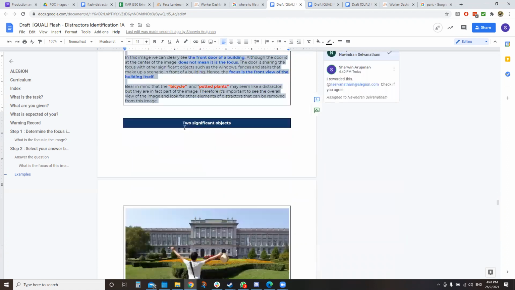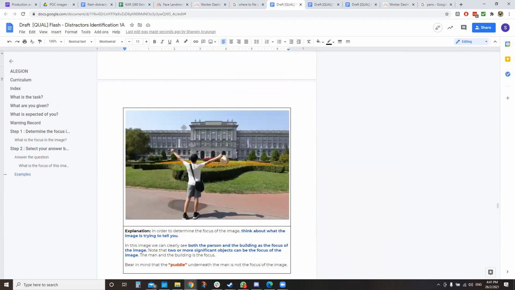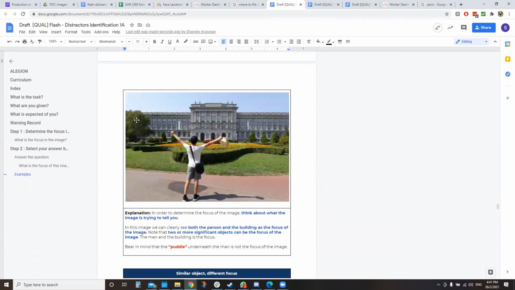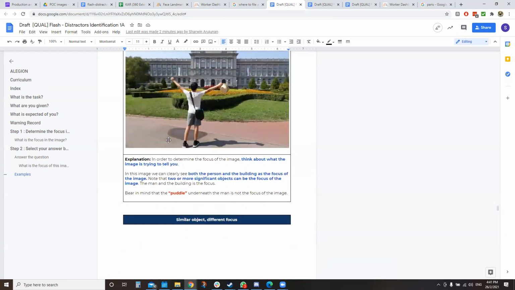And then this one, obviously, what is the focus? It's the building. Not the person or the puddle. Well, now what I'm thinking. Oh no, wait. I think the person also is important. Yeah, the person and the building are important. The water puddle is not the one that is important.